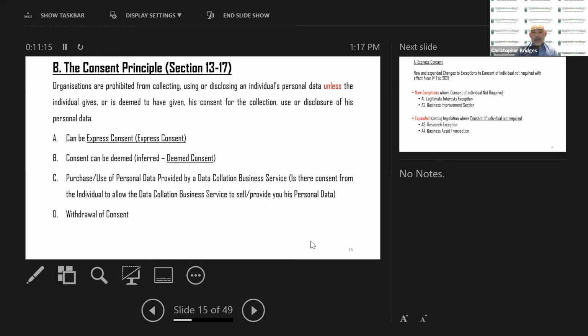Now, consent under the Act is defined as either express consent or inferred, which is known as deemed consent. This also extends to where you purchase data from a data collation business. The data collation business has to ensure that they have the consent of the individuals whose data they safekeep to release to you. The consent principle also incorporates the withdrawal of consent. It provides a certain mechanism for an individual to be able to withdraw his consent. And once the individual has withdrawn the consent, there is no longer freedom to use his personal data.